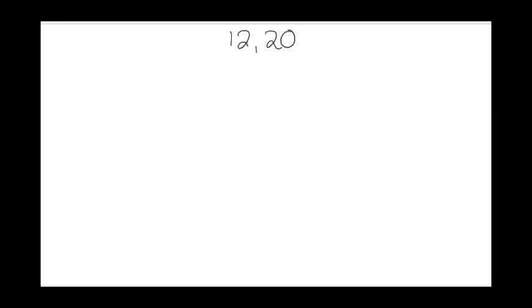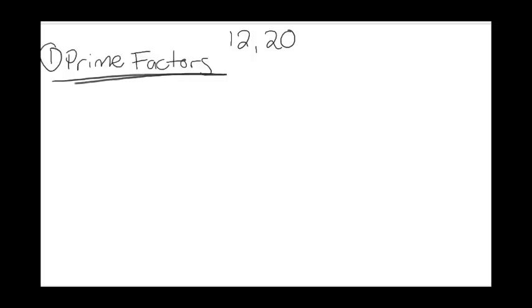Let's find out what is the LCM and the HCF for 12 and 20. So what we have here is the two numbers 12 and 20. The first thing we want to do is find the prime factors.